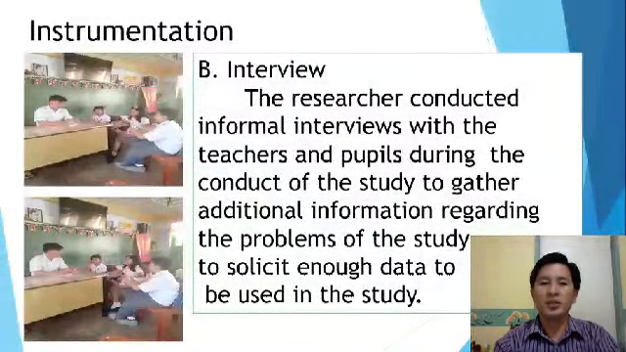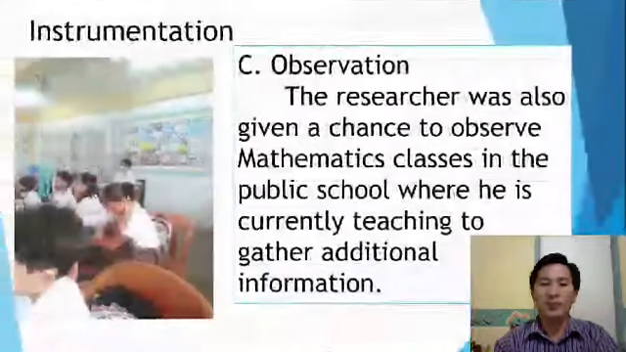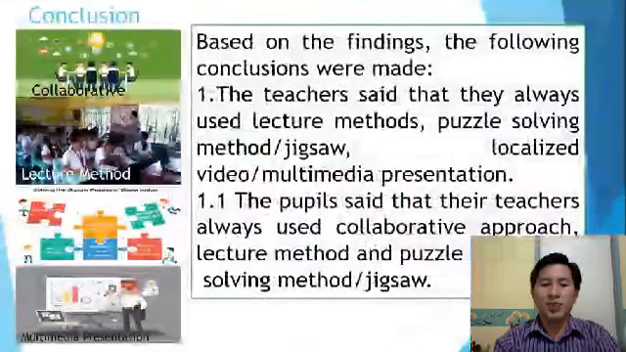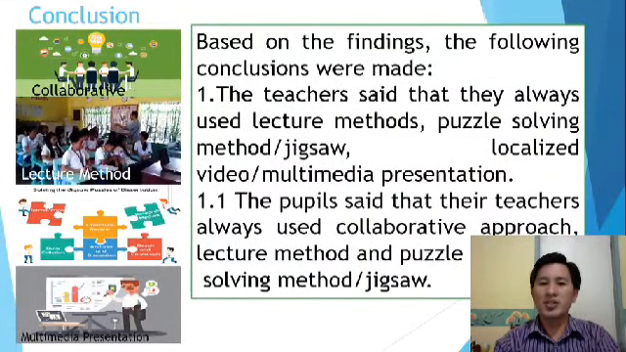B. Interview. The researcher conducted informal interviews with the teachers and pupils during the conduct of the study to gather additional information regarding the problems of the study and to solicit enough data to be used in the study. And last one, letter C, observation. The researcher was also given a chance to observe mathematics classes in the public school where he is currently teaching to gather additional information.